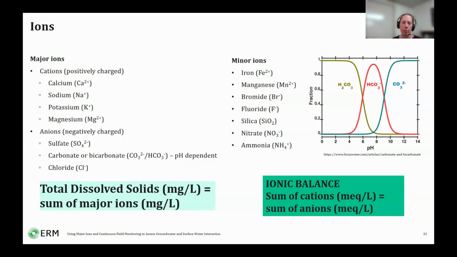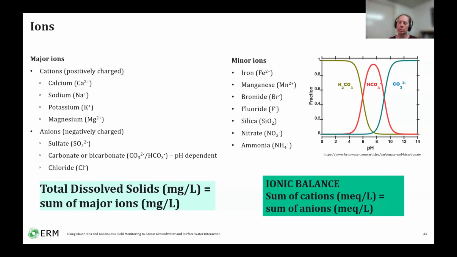Cations are the positively charged major ions that we're talking about: calcium, magnesium, sodium, and potassium, with other positively charged components dissolved in water, including metals, so iron and manganese, and there's plenty of others. The anions are the negatively charged ions, so sulfate, bicarbonate, carbonate, depending on pH, and chloride, with other negatively charged components and minor ions, including things like nitrate or fluoride or bromide.